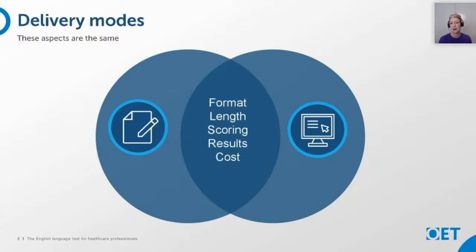So assessors mark your writing and speaking, and listening and reading part A, and the rest is computer marked. In terms of results, this is the same for paper and computer. They are available 14 business days after your test. So 14 business days, meaning Monday to Friday days. And lastly, the cost of the test is the same for both delivery modes.